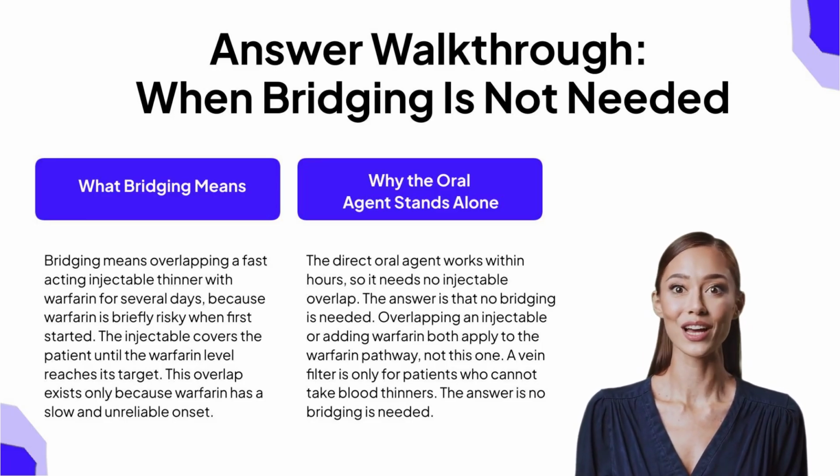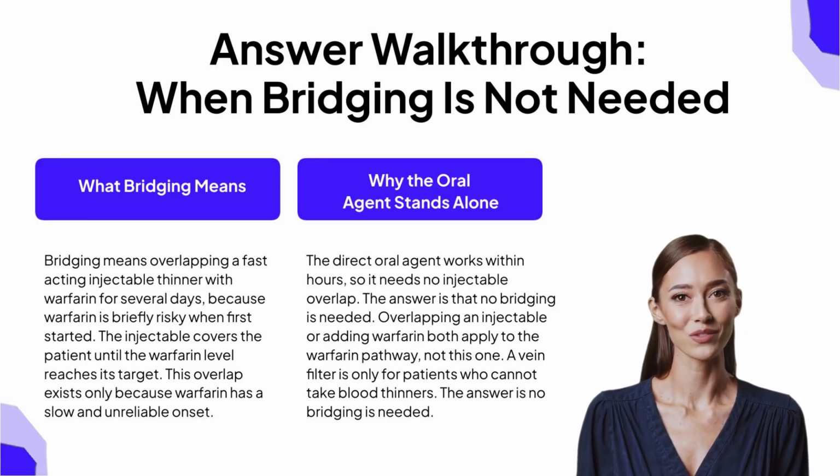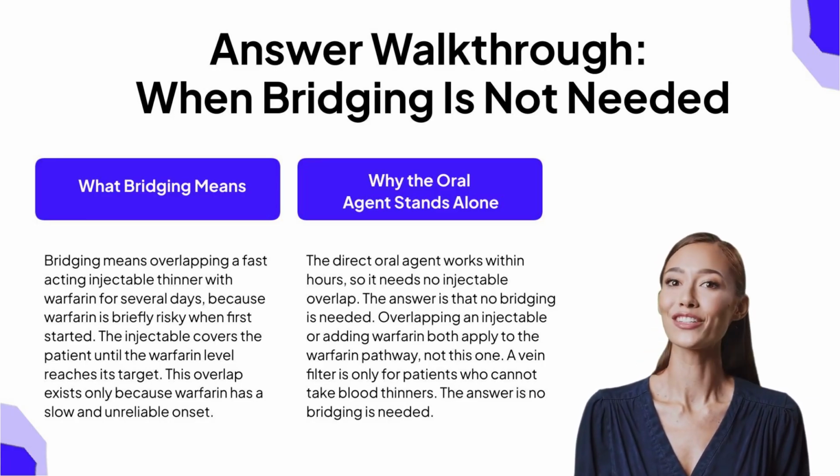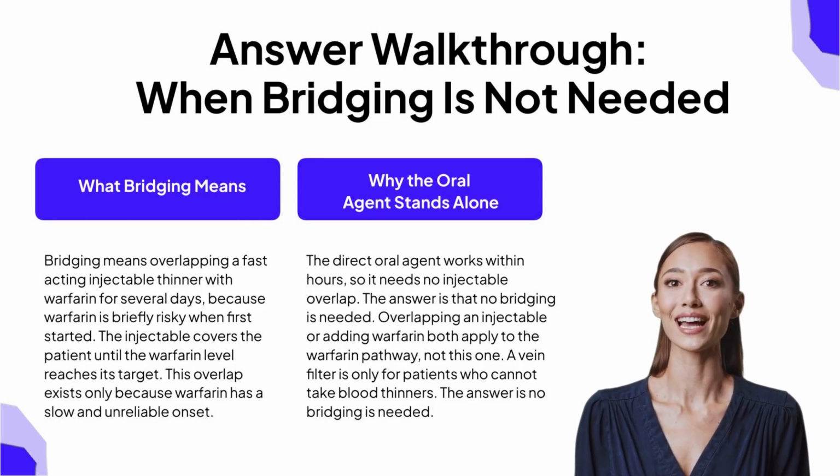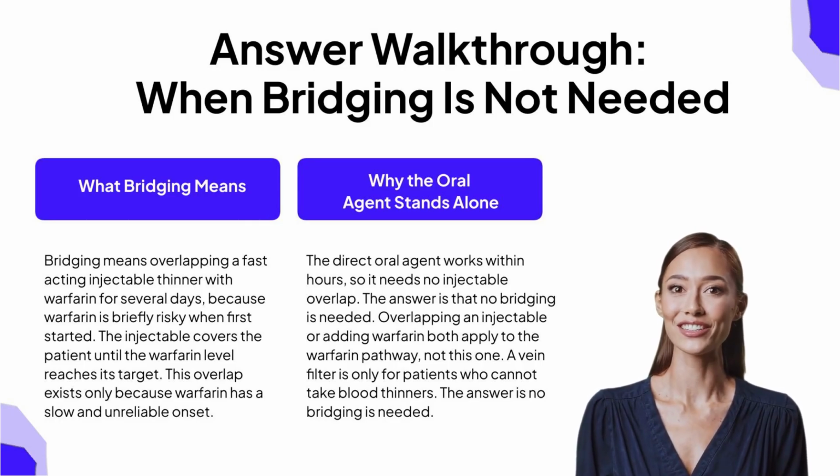Placing a filter in the large vein in choice D is reserved for patients who cannot take blood thinners at all, and it is not a way to bridge. The correct answer is that no bridging is needed. Whenever a stem starts a direct oral agent and then dangles a bridging step, that step is the trap.